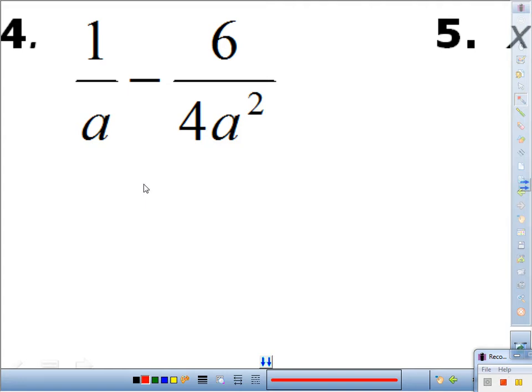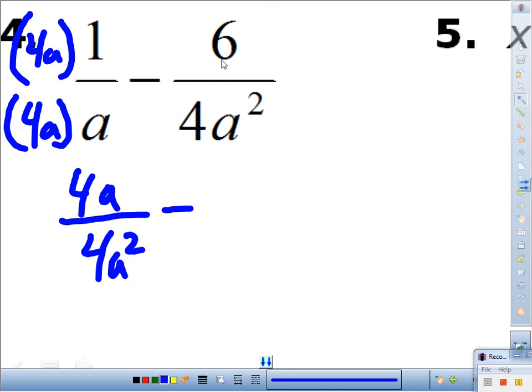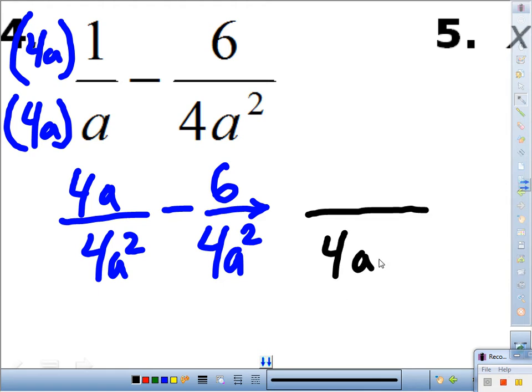Common denominator. Do we have a common denominator here and here? No. So can I make this into this? By doing what? Multiply times 4a, and of course whatever we do to the numerator, we do to the denominator. Multiply times 4a. So therefore this is 4a over 4a squared minus, this one stays the same, 6 over 4a squared. So now that we have common denominator, we write it only as one denominator, 4a squared.